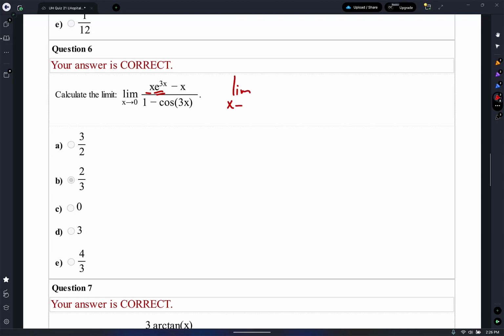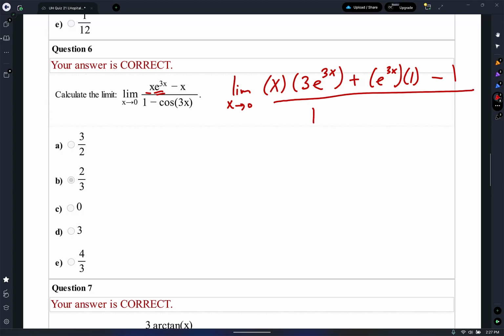Limit as x approaches 0. First times the root of the second, e to the 3x times 3. So there it is. First times the root of the second plus second times the root of the first, which is just 1 right there, minus 1, all over 1 minus, oh, not 1, because the derivative of 1 is 0. The derivative of cosine is negative sine, but I have a negative in the front, so it turns to a positive sine of 3x times 3.